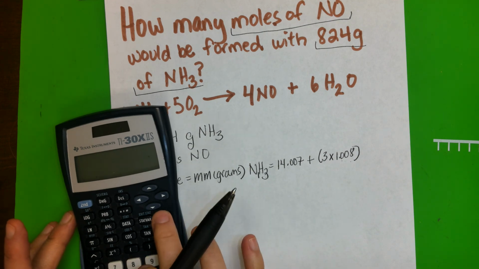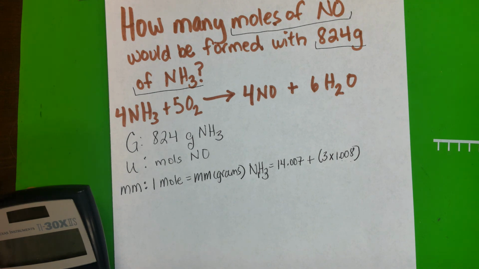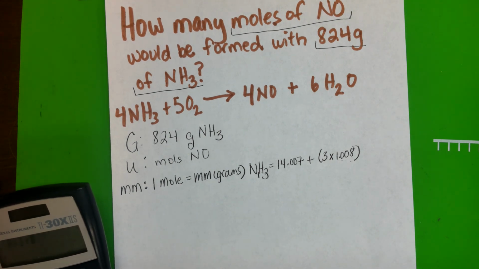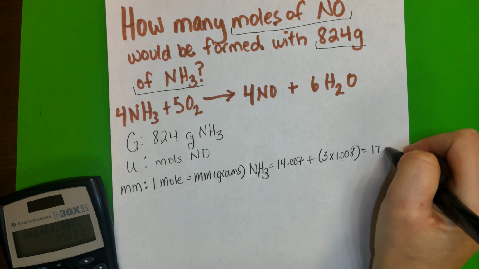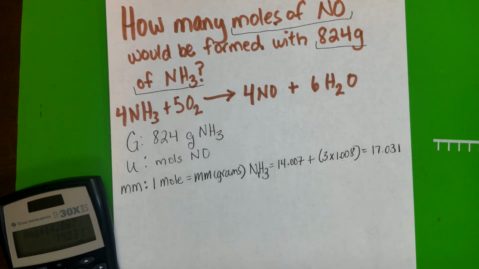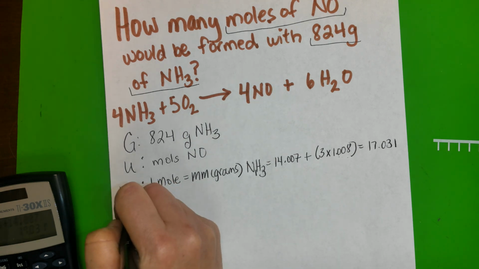So in here, let's go ahead and calculate it. And you do have a calculator. This is just basic math. So 3 times 1.008 and then plus 14.007 would equal 17.031 grams, okay?